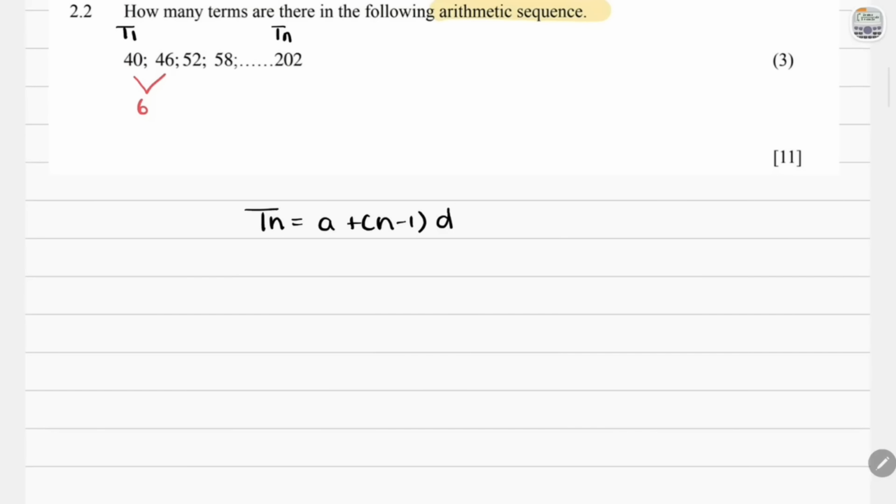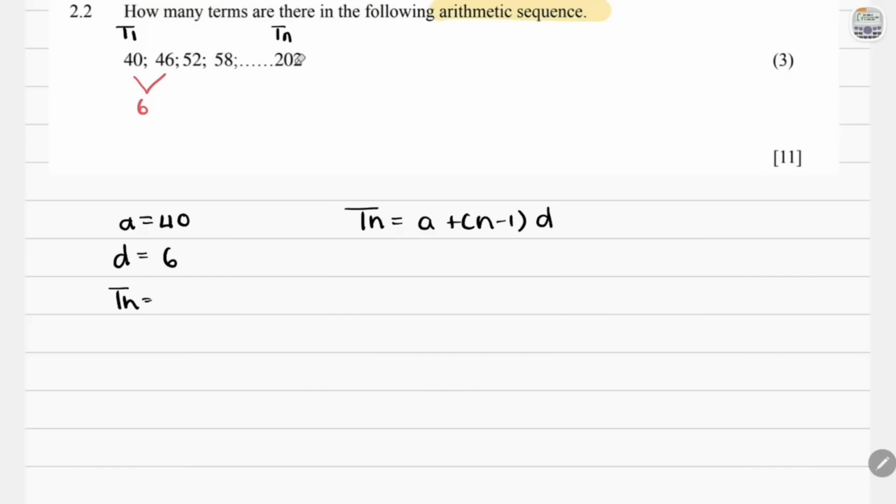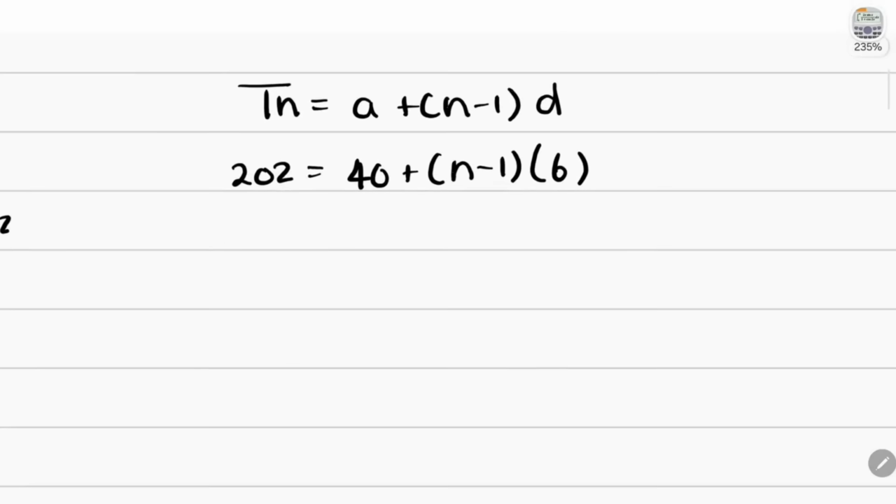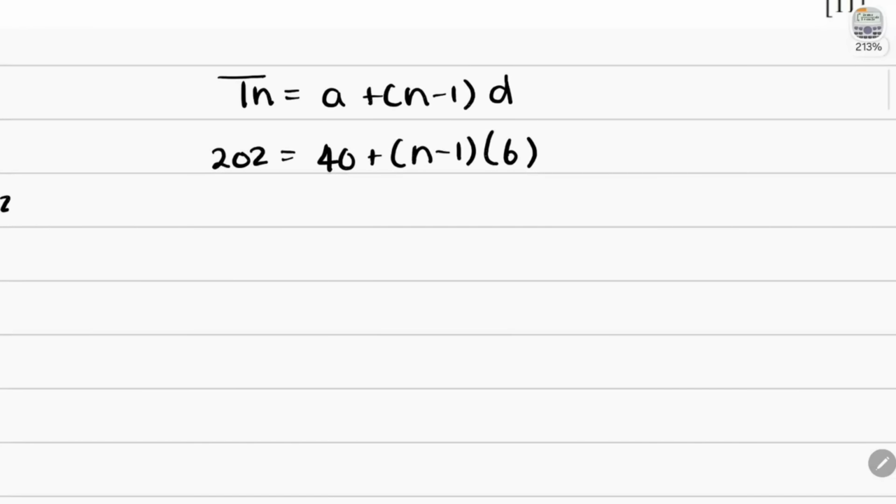So you can just show your values, okay? So a, the first term, is 40. d, the constant difference, is 6. And Tn, the value that it ends with, the last term, is 202. So substitute, we have 202 equals, and a is 40, plus n minus 1, and then multiply by 6. And we just have to solve for n.